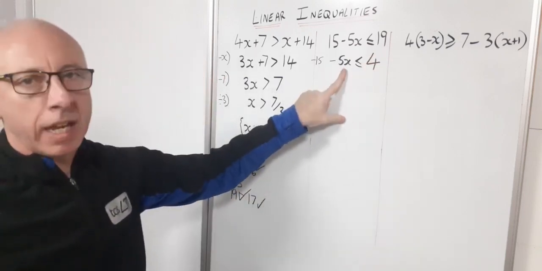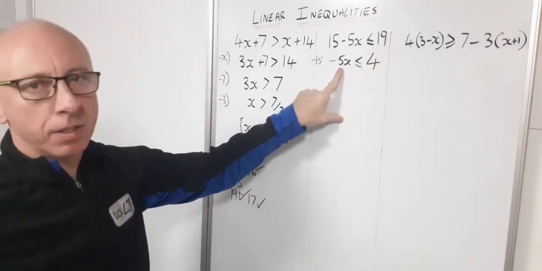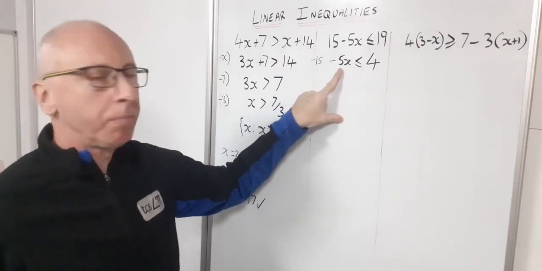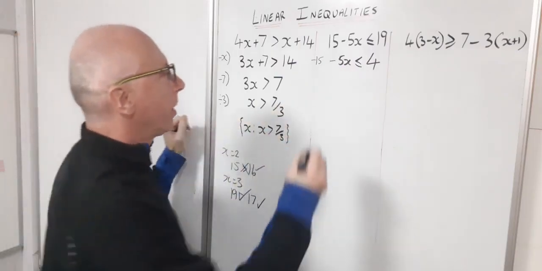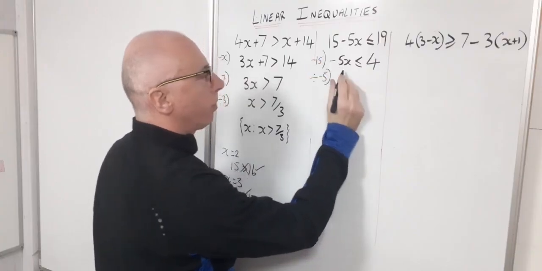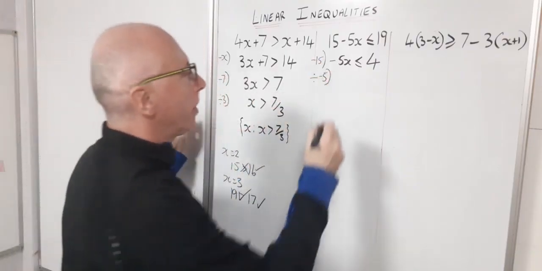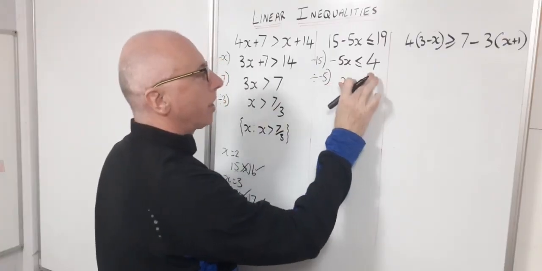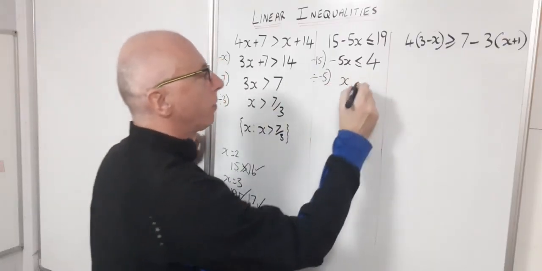Then I'll want to get this minus 5 out of the way. So let's divide both sides by minus 5. If we do that, this will just become x, and dividing this by minus 5, I'll get minus 4 over 5.